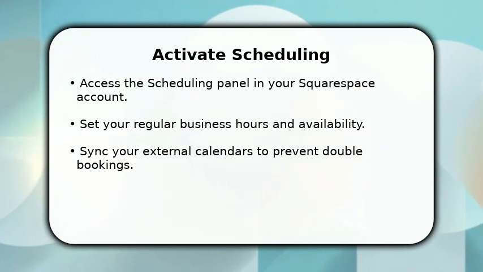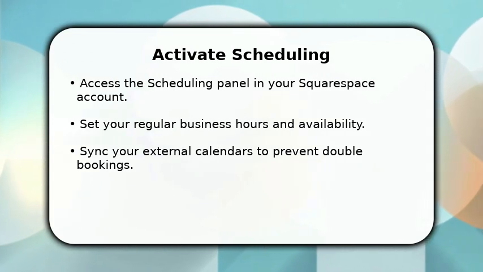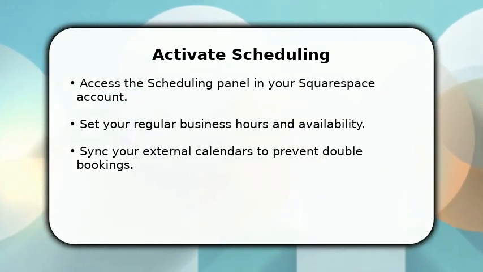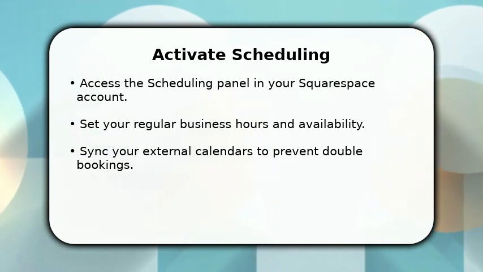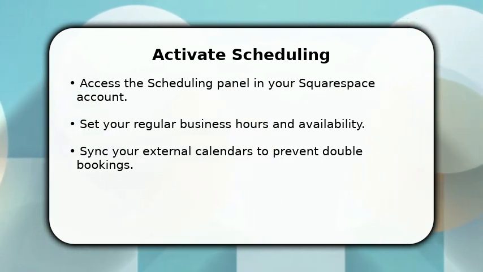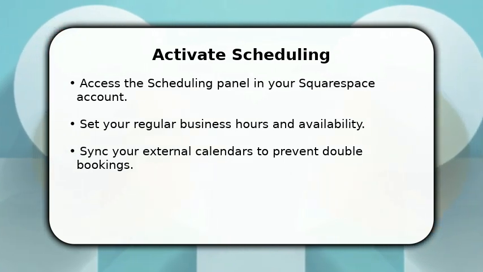Next, define your regular business hours and specific availability for each day of the week. It's also crucial to sync your personal calendars, such as Google Calendar or Outlook, to automatically block out any unavailable times, ensuring you avoid accidental double bookings.